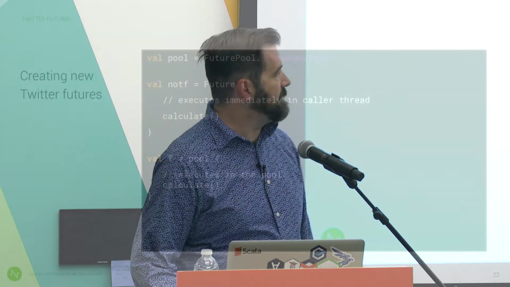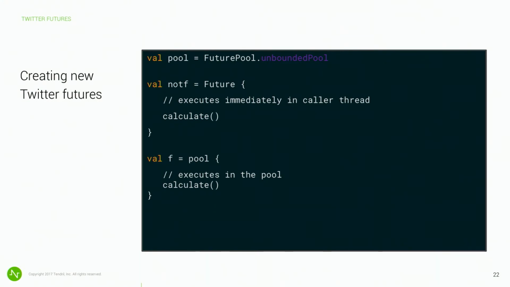So future.apply runs the body immediately in my calling thread. So if I want to run in a new future, how do I do that? That's with an explicit future pool. So I've built here an unbounded pool. If I immediately just do future and calculate, this is going to run right away in me. And if this calculate's expensive, I'm potentially blocking myself, right?